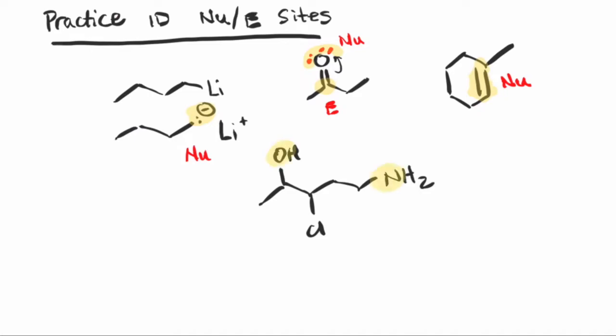Hopefully you can see that the oxygen and the nitrogen will be your nucleophilic sites. It might be more obvious if you drew in those lone pairs. And there is this one electrophilic site because it is next to that very electronegative atom, chlorine.